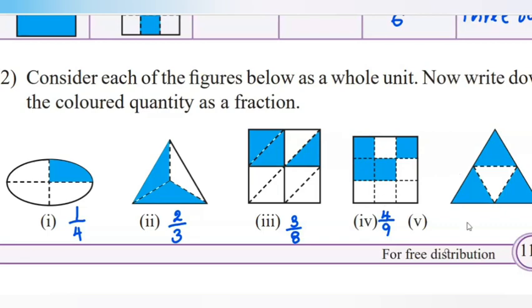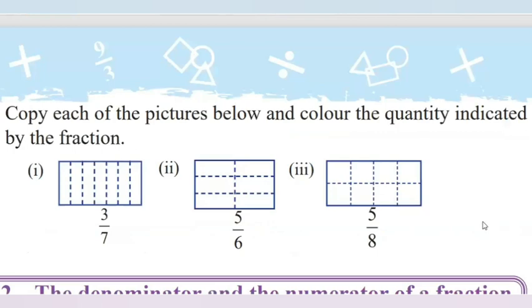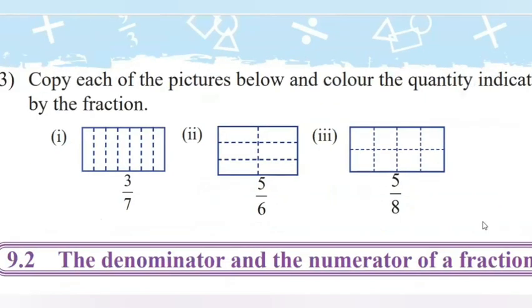Here how many parts are there? Yes, there are 4 equal parts. Then we read this as 3 out of 4. Okay? Yes, then how do we color the quantity?